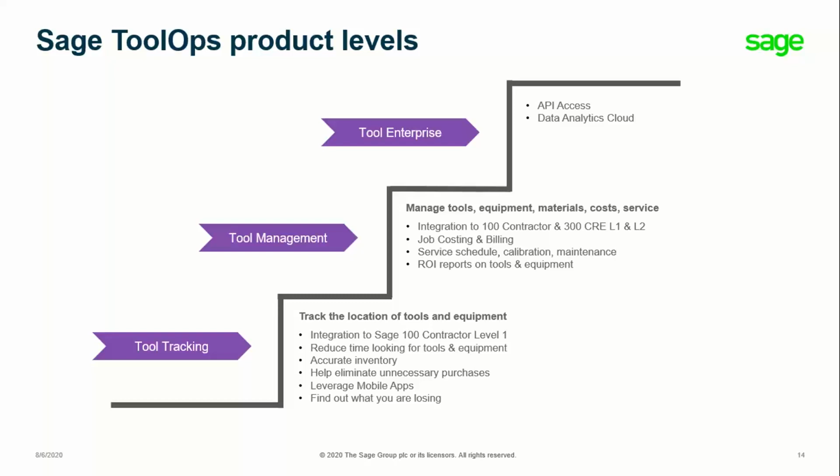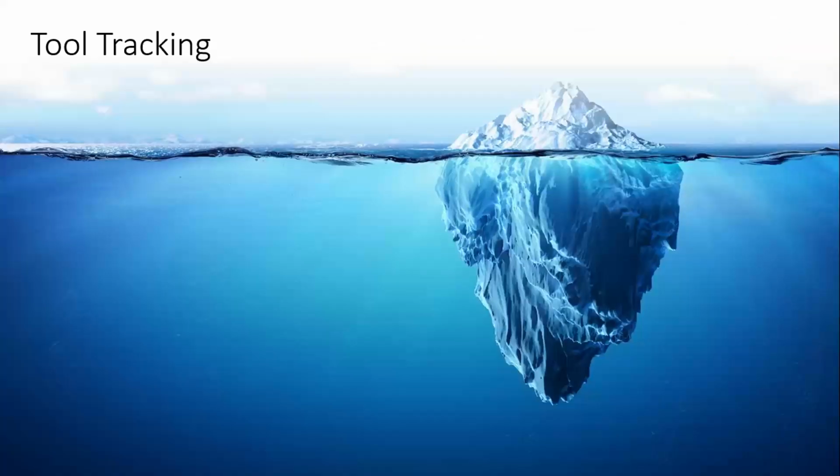And then the final product is the Sage ToolOps Enterprise product, which encompasses everything that we talked about, but additionally, it gives you access to APIs and custom reporting through the data analytics cloud, and really enables you to push it deeper into your organization. So those are the 3 levels, and about done on the slides. I've got one more slide that I wanted to, actually 2 more that I want to talk about. And really what this represents is the battle that goes on sometimes when we're trying to manage tools and equipment.